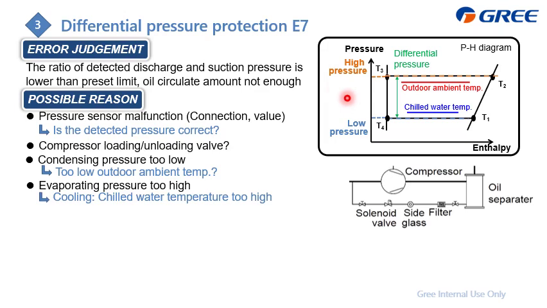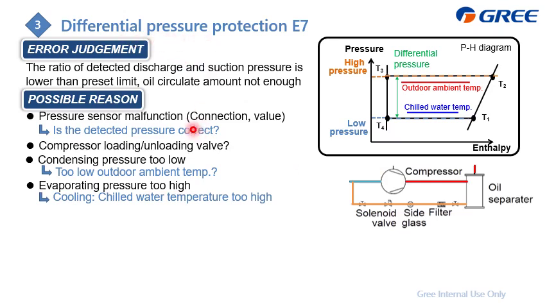But the oil cannot circulate enough, because for the oil return, the oil will flow back to the suction side. The power is the difference of the pressure, and if it is not high enough, we will not have enough power to push the oil, which is from the oil separator, to flow back to the suction side. Then sooner or later, the compressor itself will be short of oil. So to prevent this, we also set up this lower limit of the differential pressure.